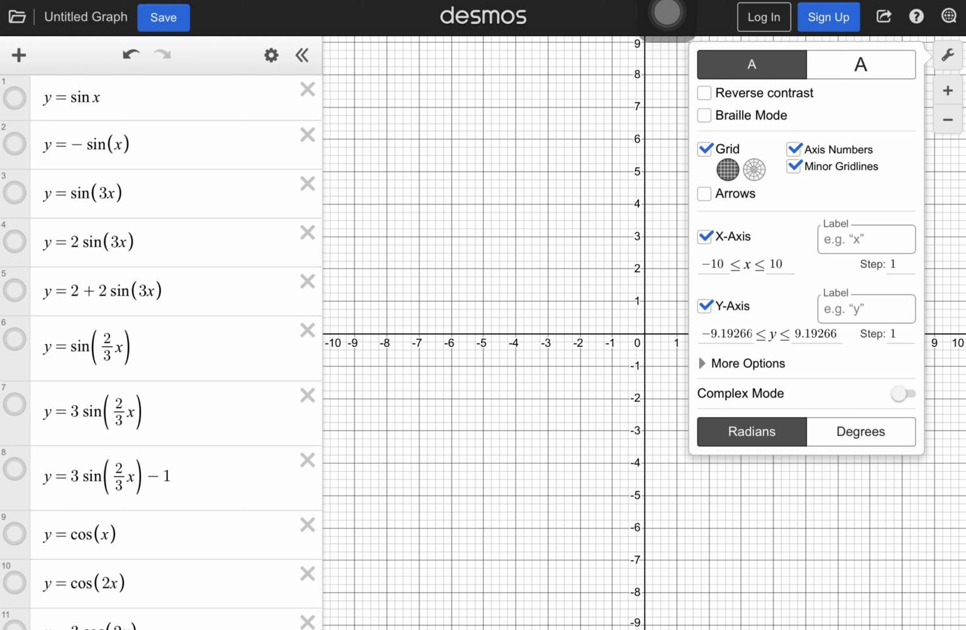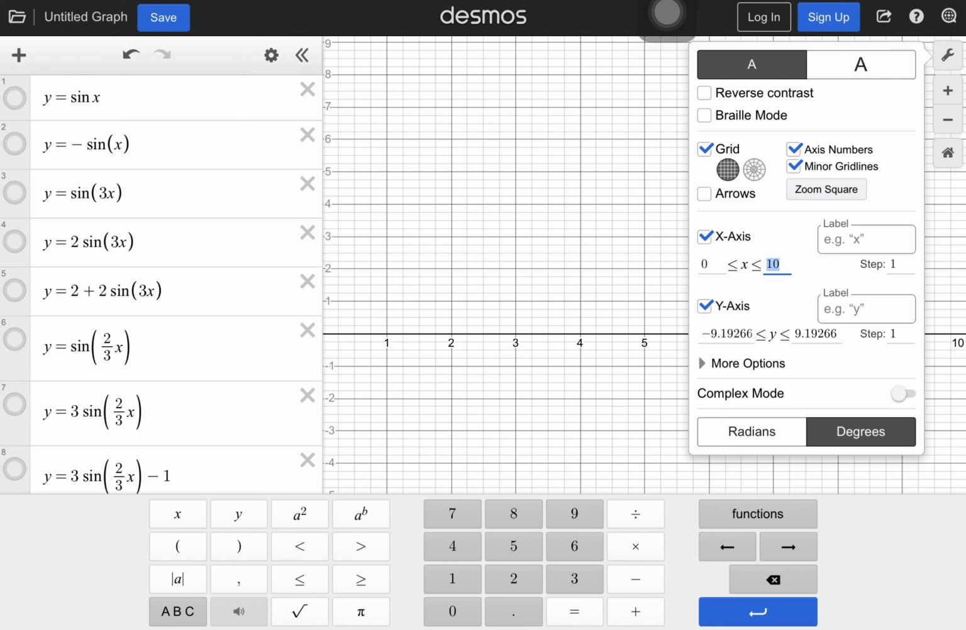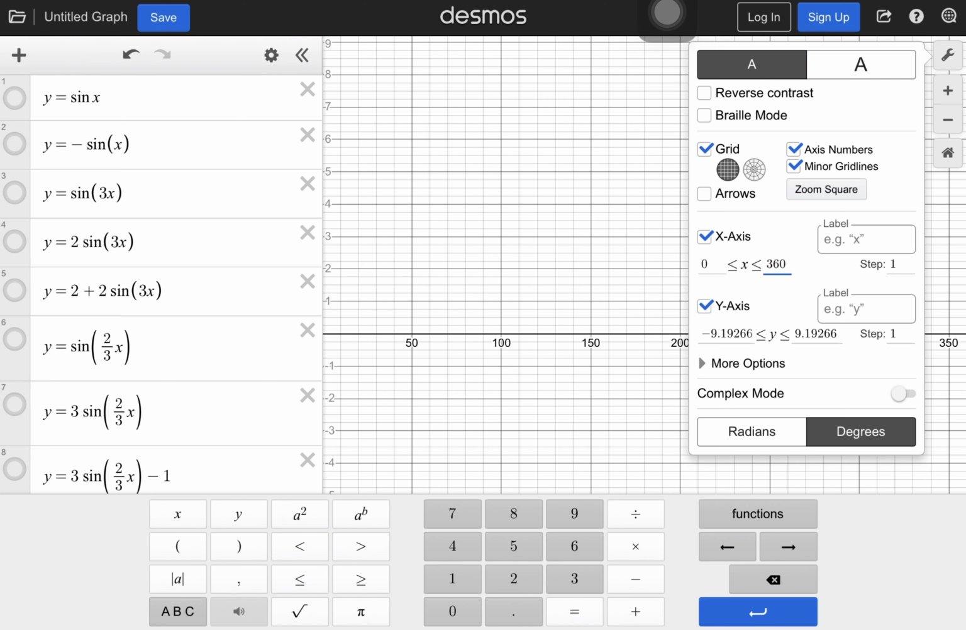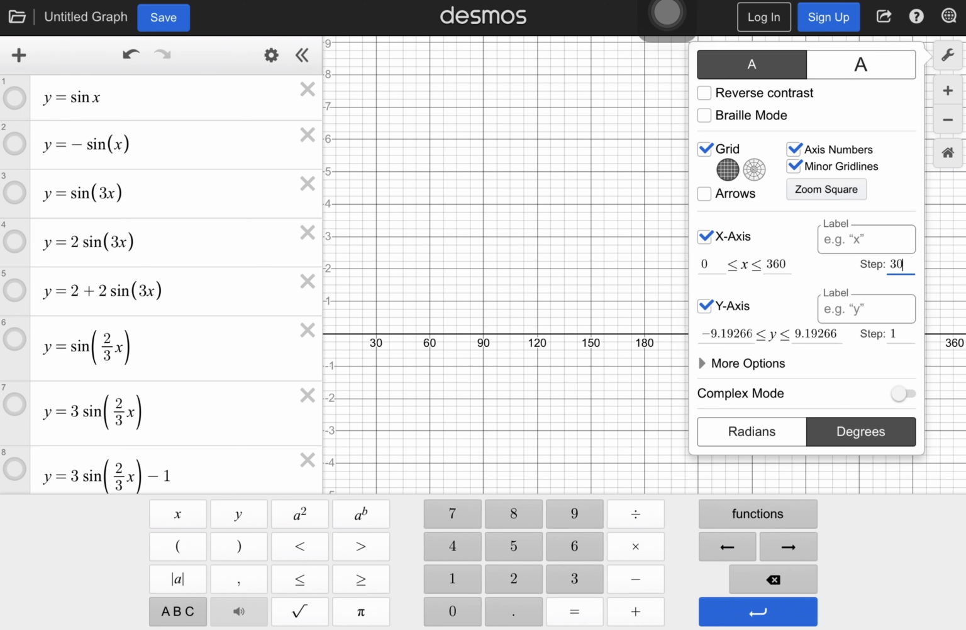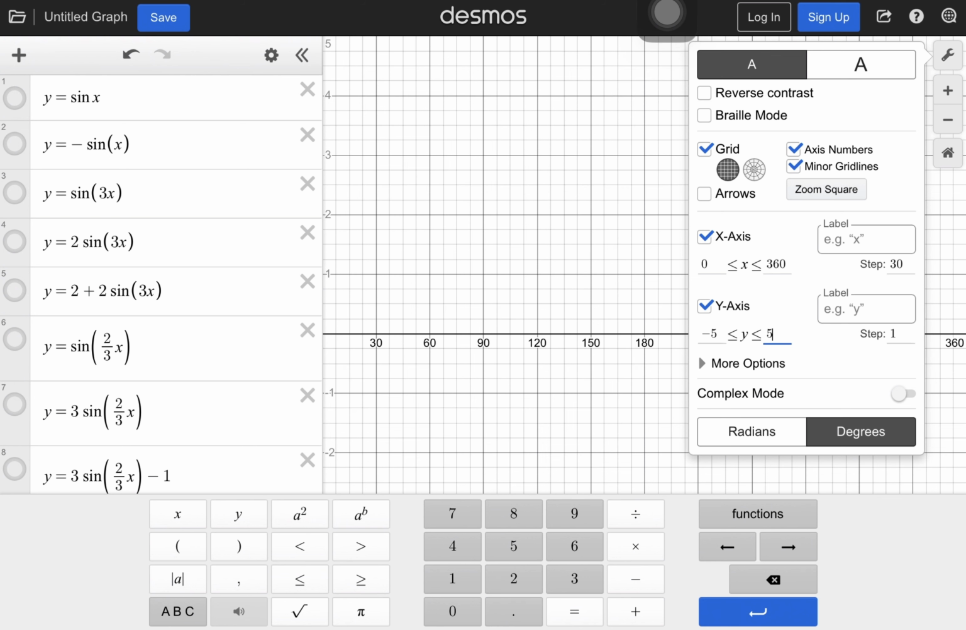Make sure you are aware of which one you are using because it affects the period and the way the graph appears. This time I'm going to use degrees, and I change the x-axis from 0 to 360 degrees. The step is 30 degrees. And change the y-axis, for example, from -5 until 5. And the step in every 1 unit.